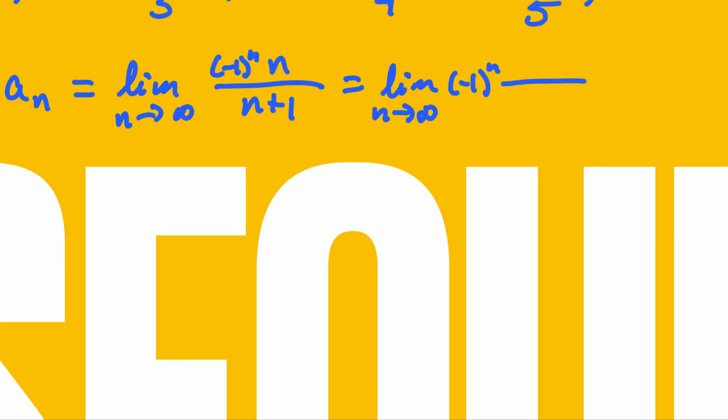So this factor here is going to ping pong between plus and minus, but this quotient, since we're taking n out to infinity, we can divide both top and bottom by n. In the numerator, we'd get n divided by n. In the denominator, n divided by n plus 1 over n.